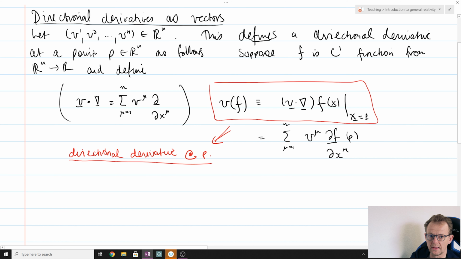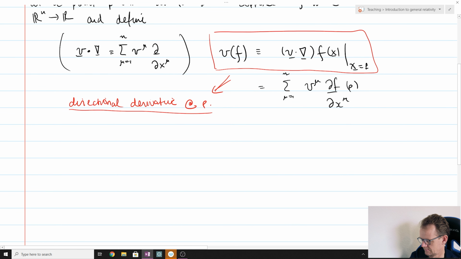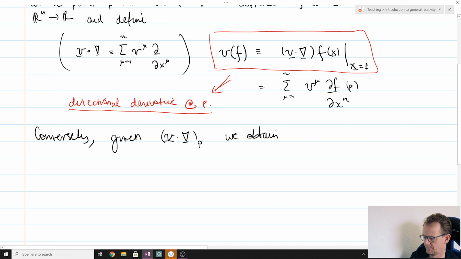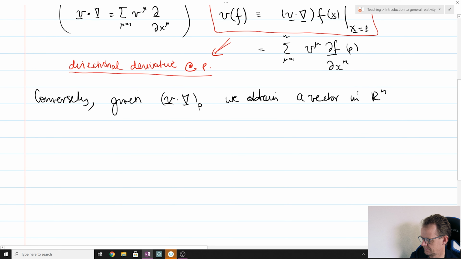Conversely, given a directional derivative at point P, we can obtain a vector. Given some v dot grad at some point P, I'll just use the subscript P notation to indicate that you have to evaluate this at point P, we obtain a vector in Rn. Just read off those coefficients in the definition of a directional derivative at point P, and then you have yourself a vector in Rn.